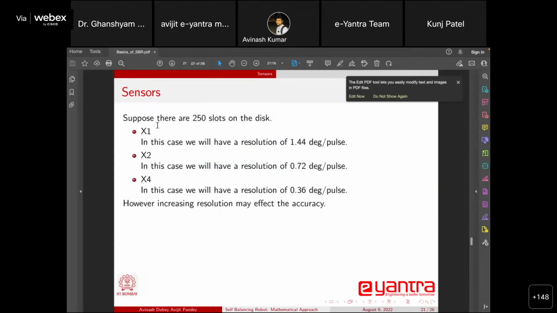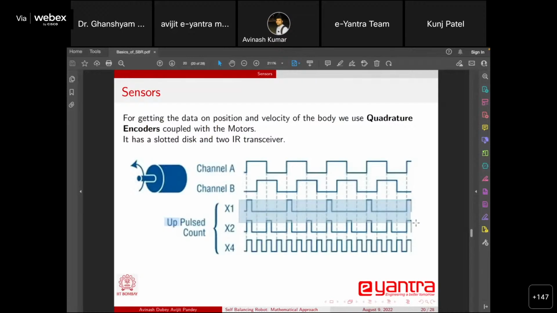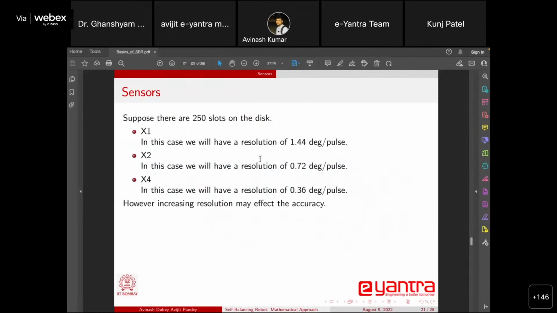Okay. So here's an example. Suppose there are 250 slots in the disk. Just try to calculate: divide 360 by 250. The first scenario is basically giving us a resolution of 1.44 degree.